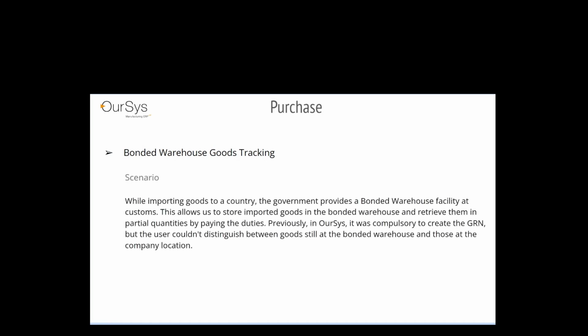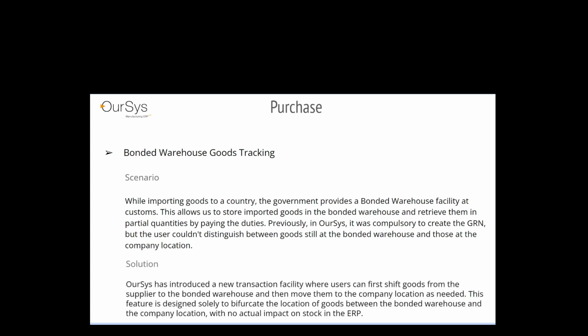Moving to the next provision, bonded warehouse goods tracking. When importing goods, the government offers a bonded warehouse facility. Here, received goods can be stored, and partial quantities can be picked up later by paying the duties. In overseas, it is necessary to create a goods receipt note. However, users could not distinguish between the goods that are at the bonded warehouse and those at the company location.